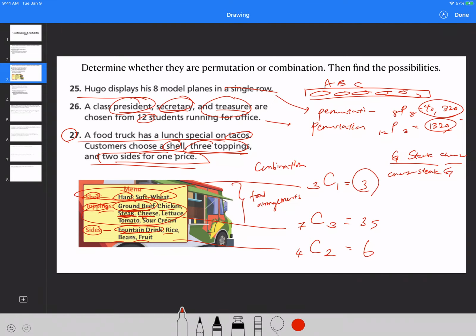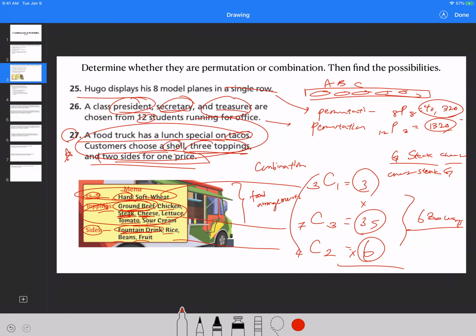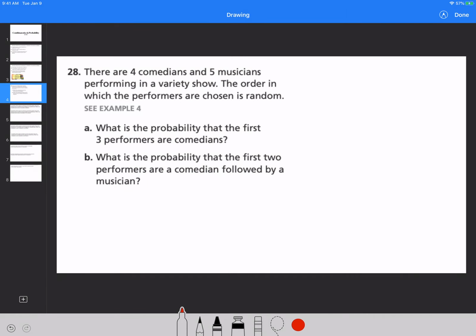So what we do with these 3 numbers at the end is that you don't add them, you multiply them, because that's how many ways in which this could happen. So 3 times 35 times 6 total gives you 630 ways in which you can have this specific way of arranging the tacos. Okay? I know a question like this is a little bit tricky, but hopefully you have this example by your side to really help you through this.